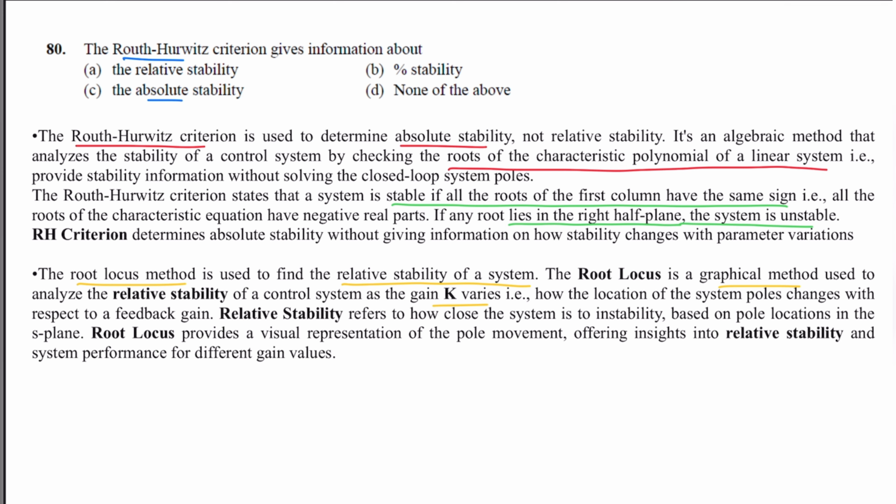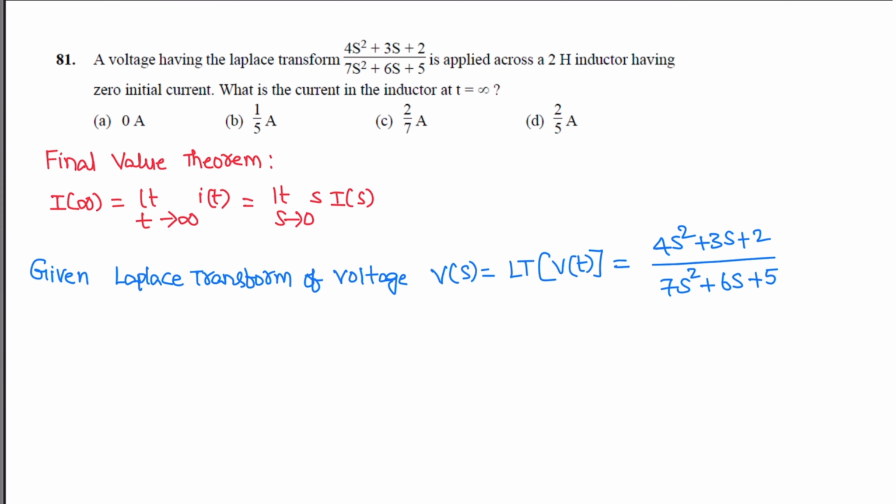Next question: the voltage having a Laplace transform V of S is 4s square plus 3s plus 2 by 7s square plus 6s plus 5, applied across a 2 Henry inductor. So for an inductor L, its Laplace transform is Ls ohm. The value of inductance in terms of resistance is Ls ohms. L is in Henry. For L Henry, its resistance is Ls ohm.